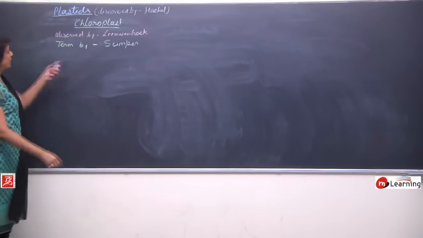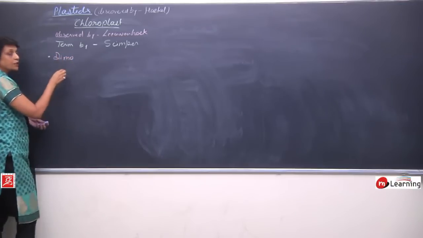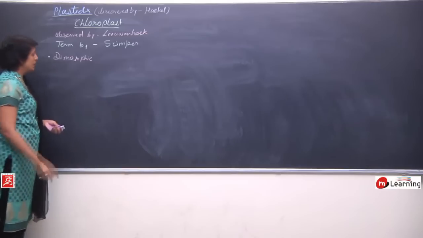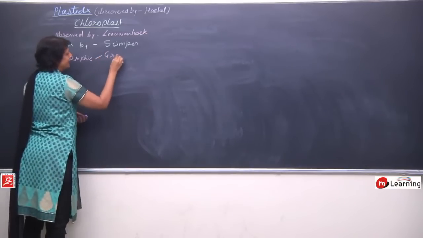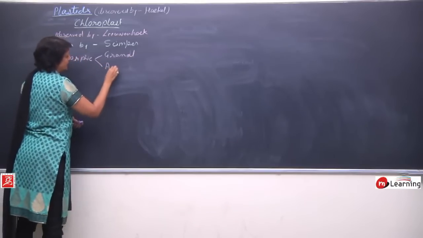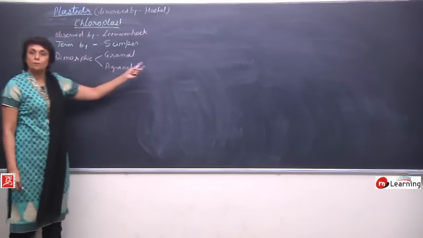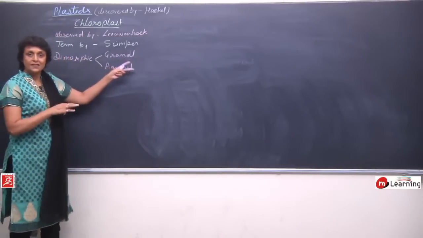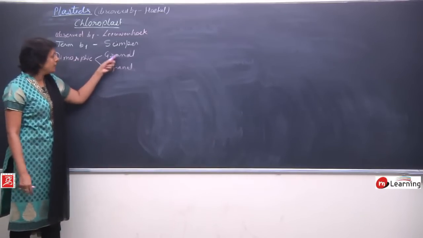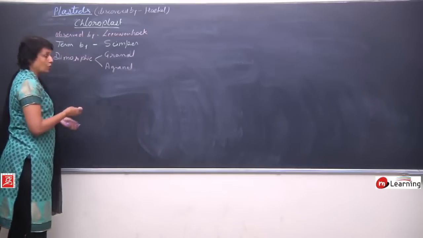They are dimorphic. The chloroplasts are dimorphic. That means they exist in two forms. Which are these two forms? One is granule and agranule. We will come to these two once we are done with the basic structure of chloroplast. Once we understand that, we will be able to differentiate between the granule and agranule, and we will also write in which type of plants we find these two types of chloroplasts.